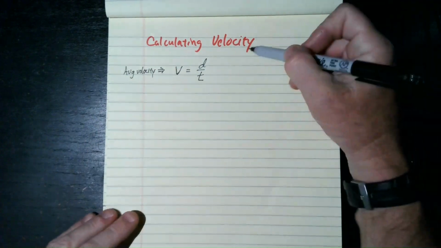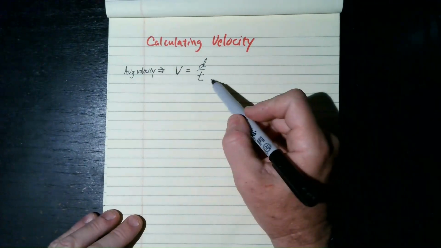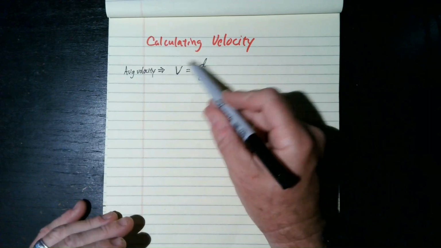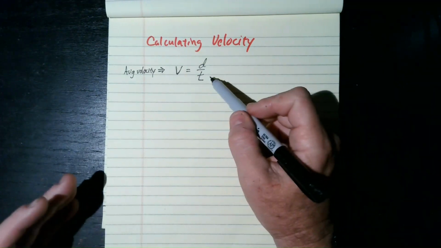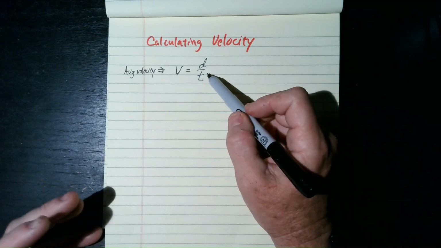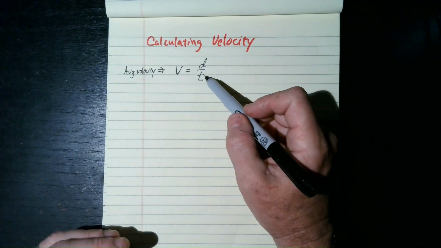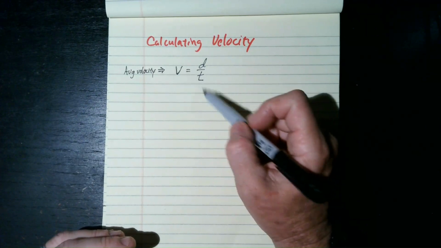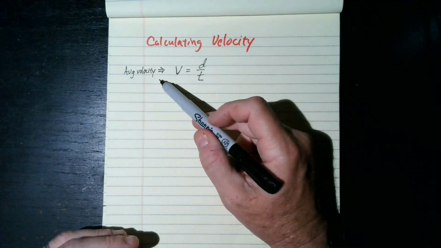Now, to calculate velocity, you might recognize this formula here from middle school physical science. They typically call this the speed formula. You've got speed is distance over time. Now that you're in physics, we can get a little bit more scientifically correct and say that this is actually a formula for calculating the average velocity.